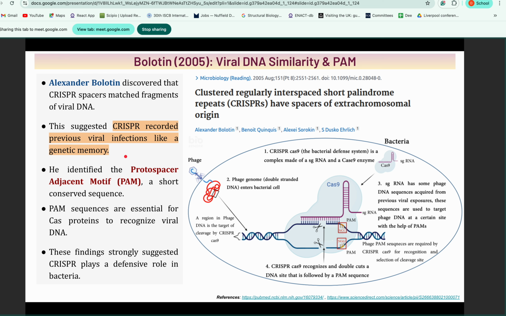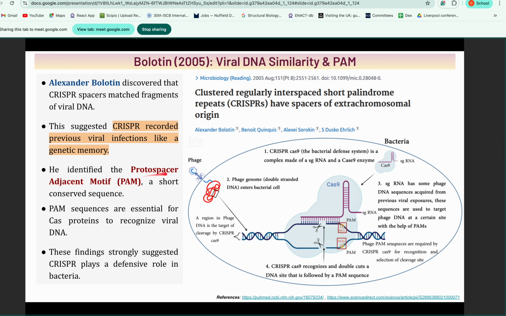So whatever virus infects the bacteria, the bacteria is taking that particular component of the foreign DNA and incorporating it into its genome. So that particular component is now acting as a spacer. And where it is getting incorporated is between those repeats. So that means the Cas gene is not inserting it randomly anywhere in the genome. It is specifically incorporating these components in between the repeats which they have identified.